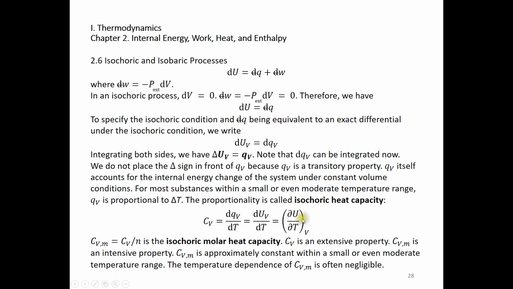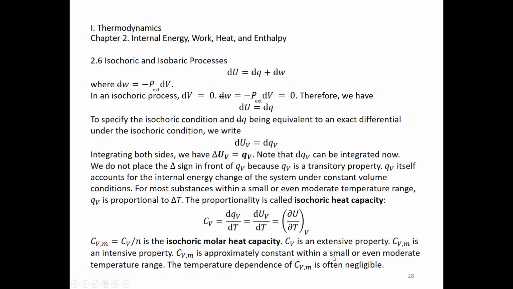Alright, we have a bunch of equations here. C_V,m is simply the isochoric molar heat capacity. You just need to divide the isochoric heat capacity by the number of moles. You'll get this isochoric molar heat capacity. Note that C_V is an extensive property, but C_V,m is intensive. Because if you look at this division, C_V is proportional to the amount, n is proportional to the amount. So this proportionality cancels. C_V,m is usually a constant or approximately constant within a small or even moderate temperature range.